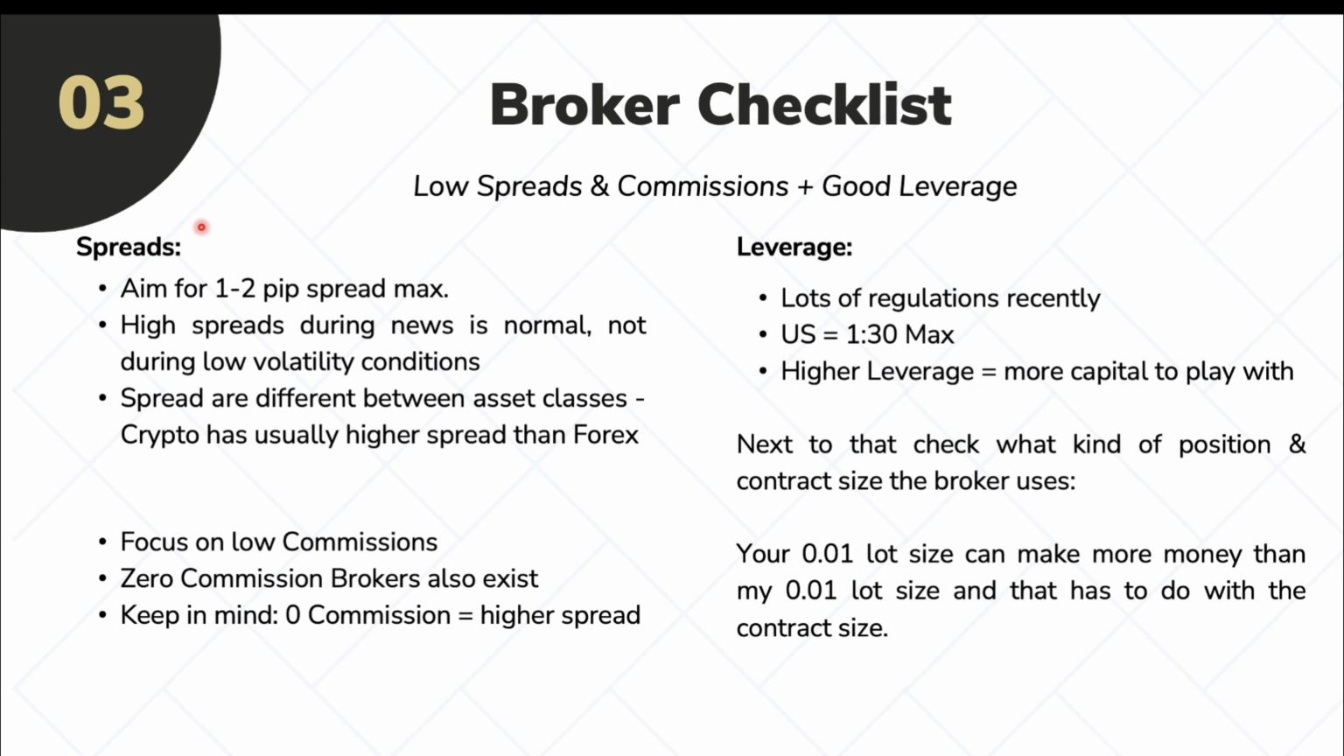So first is low spreads and commissions and good leverage. Spread, I would say aim for 1 to 2 pip spread max. Could be 3 or 4, but like don't have like the 20 pip spreads from the previous example. High spreads during news is normal, not during low volatility conditions. So when there's nothing going on in the market, you shouldn't have high spreads. Spreads are different though between different asset classes. So for example, crypto usually has a higher spread than Forex.